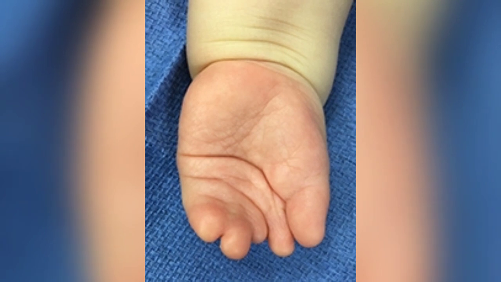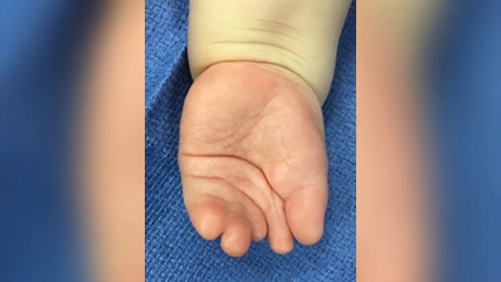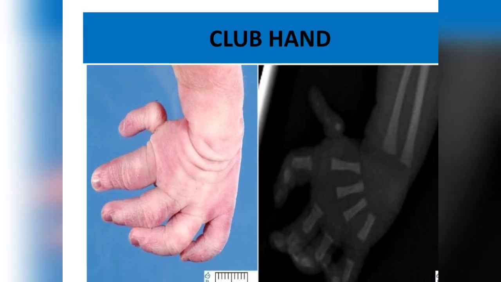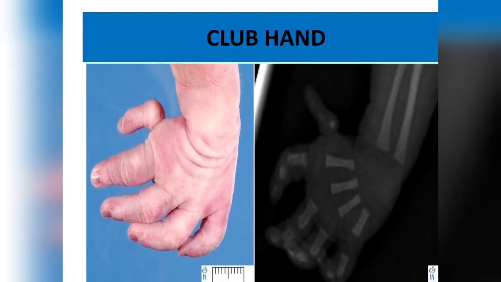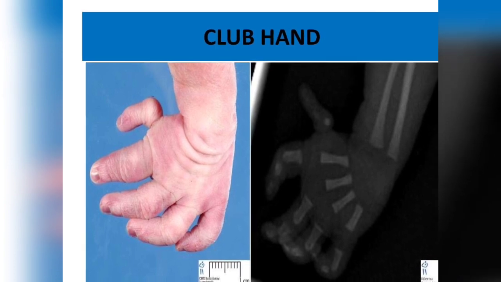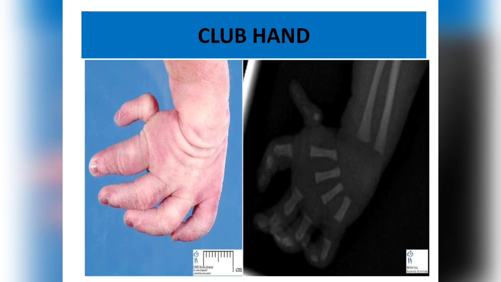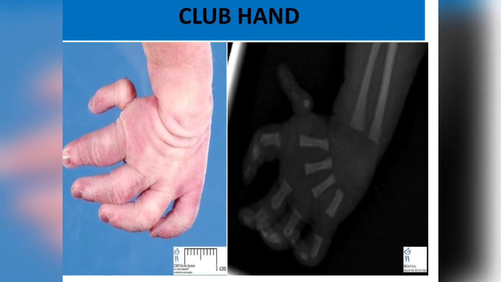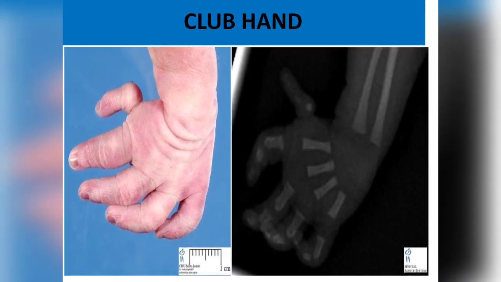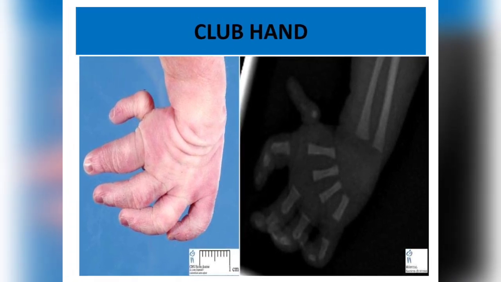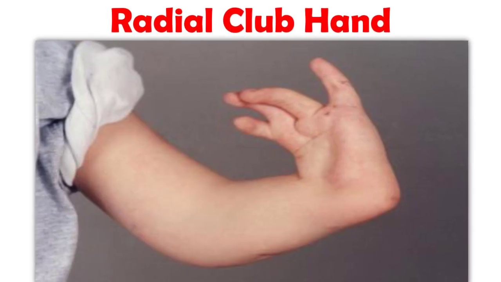And the next type is club hand. Babies born with club hand are partially or completely missing one of the two long bones that make up the forearm, that is the radius or the ulna. As a result, the forearm may be shorter than normal. The hands turn inward, causing limited range of motion at the wrist. So here there are two types: radial club hand.